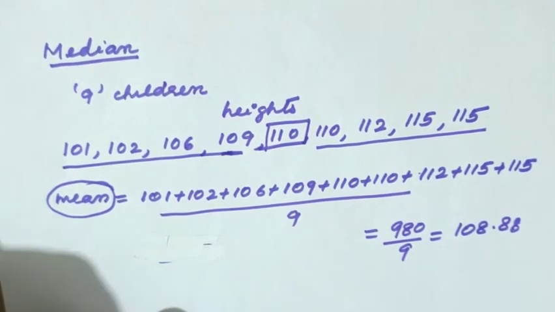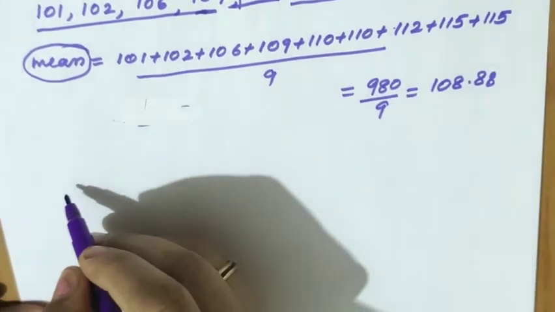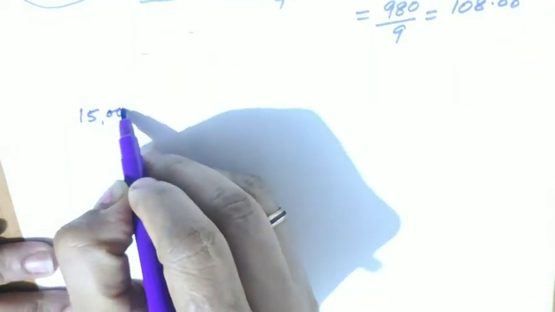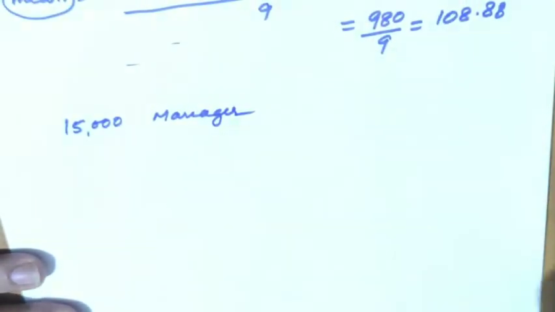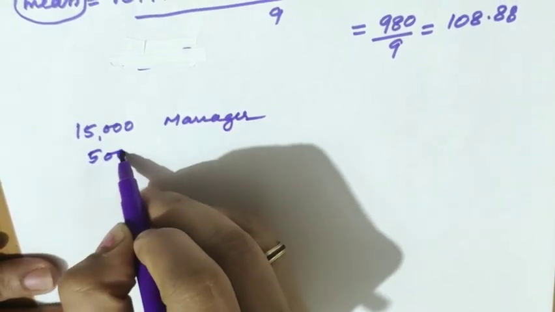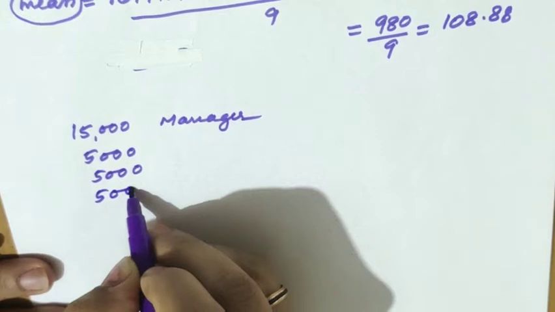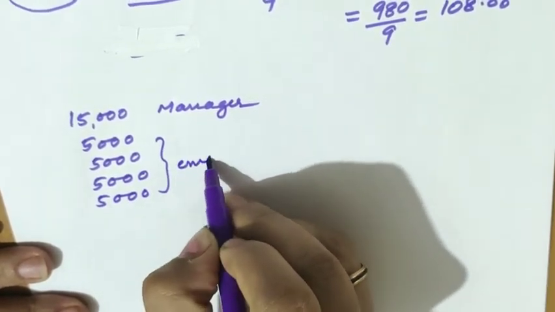There are certain situations where we cannot depend upon the mean. Another example: suppose we have a factory and one manager is drawing a salary of 15,000. He is the manager, so let us take his salary as 15,000. Another 4 employees are there, they are just taking 5,000. These all are employees only.